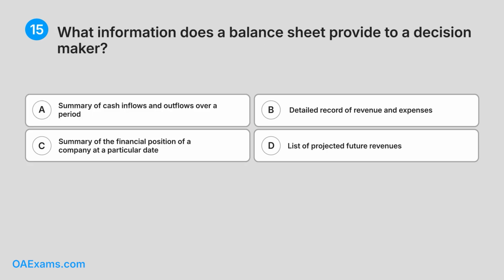15. What information does a balance sheet provide to a decision maker? A. Summary of cash inflows and outflows over a period. B. Detailed record of revenue and expenses. C. Summary of the financial position of a company at a particular date. D. List of projected future revenues. Can you guess the answer?